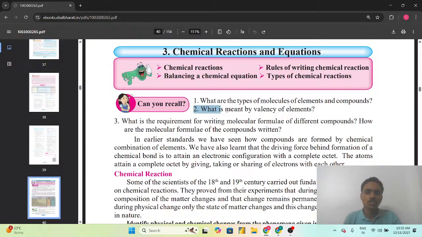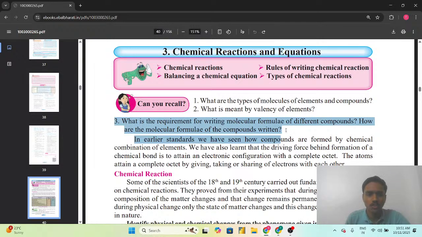And the second question here is: what is meant by the valency of an element? So valency is the valence electrons which are present in an element in its outermost orbit, that is called the valency of that particular element. As we have studied about valency and valence electrons in the previous chapter, not spending more time on that, we again have the third question here.